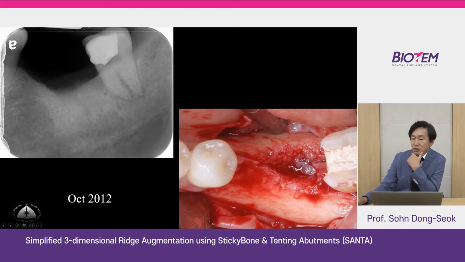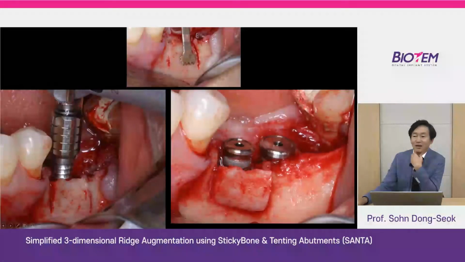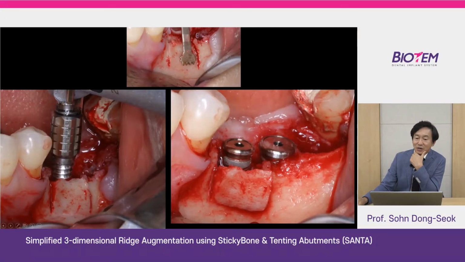Okay, this is a case using a tenting abutment. Take a closer look at the huge vertical defect here, and the bone was very narrow. So the ridge split technique using piezo surgery and ridge expander was done. After implant placement, the buccal plate was fractured.